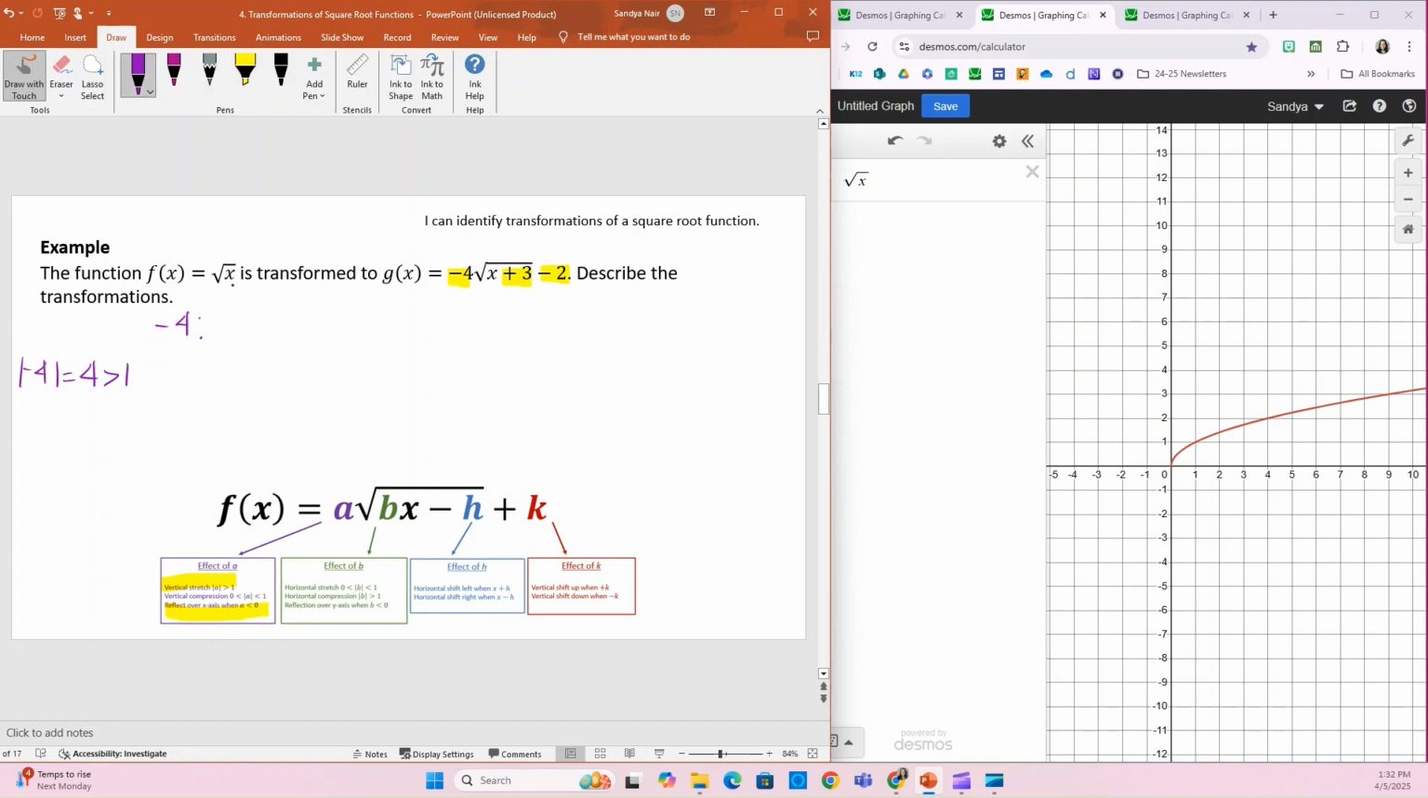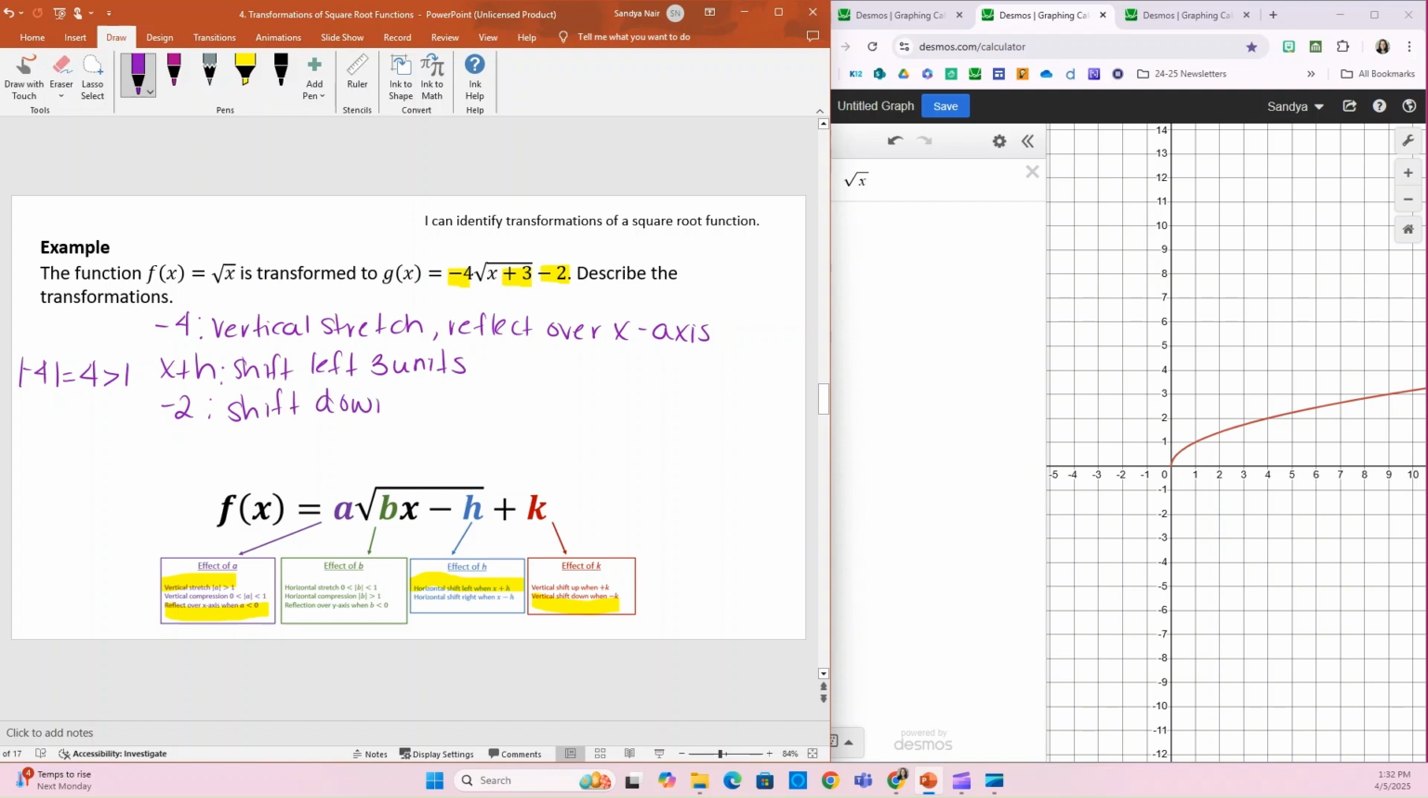So that means I have two changes because of that: a vertical stretch, and also a reflection over the x-axis. Now let's look at that x plus 3. That x plus 3 is giving me one of those x plus h situations, and my chart tells me that's a horizontal shift left. So it's going to be shifted left 3 units. And then finally, I have this -2 on the end. That -2 is like this minus k, so I have a vertical shift down. That -2 is going to cause a shift down 2 units.